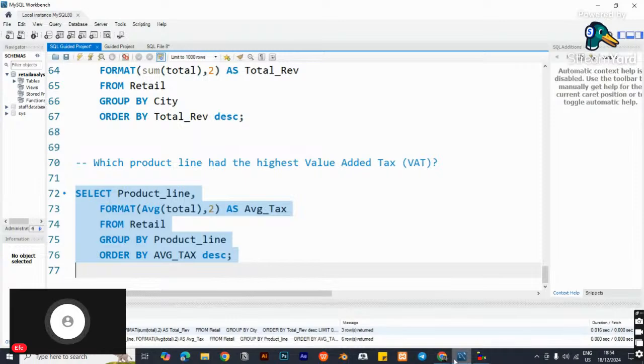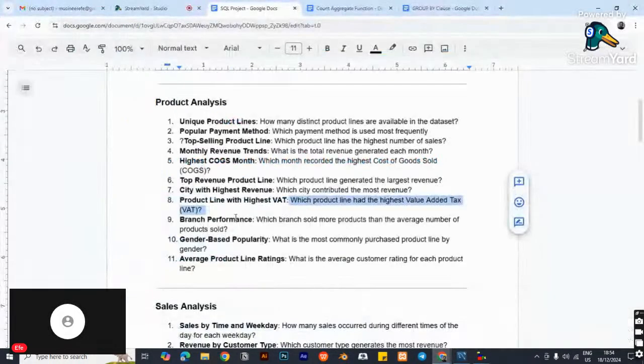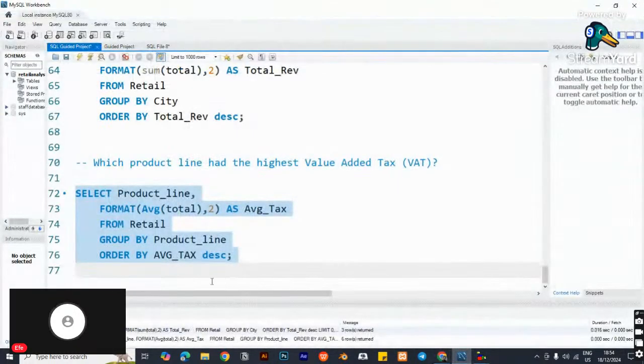So let's see what we have here. So we say which brand sold more products than the average number of products sold. Should we do that? Let me copy it. Just let me see if I can touch the remaining two questions. I'll call it a day.